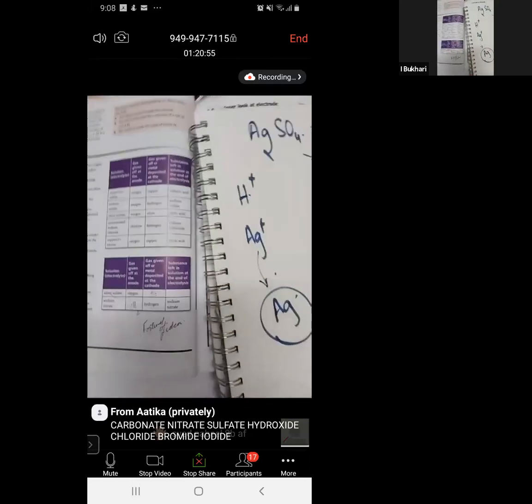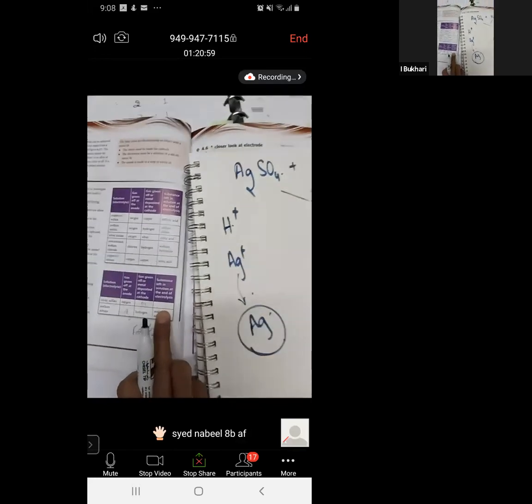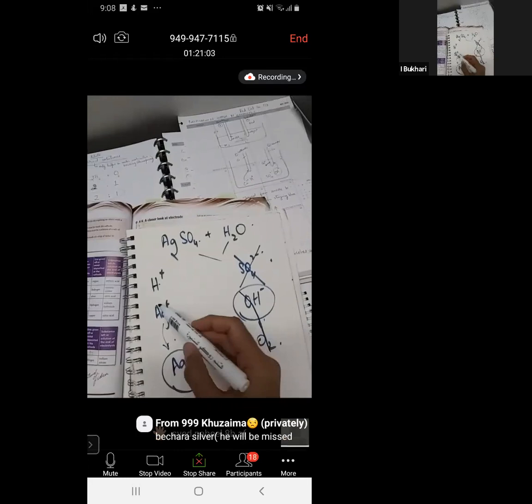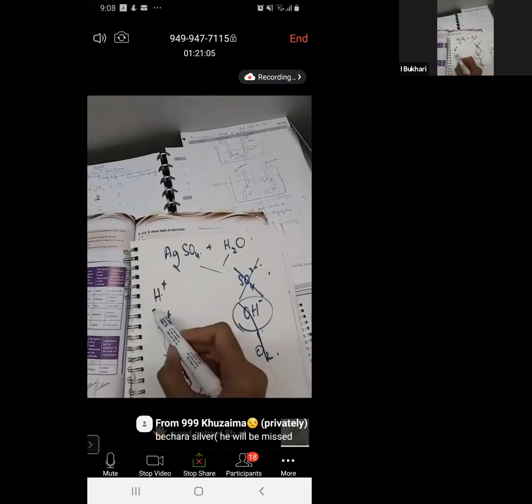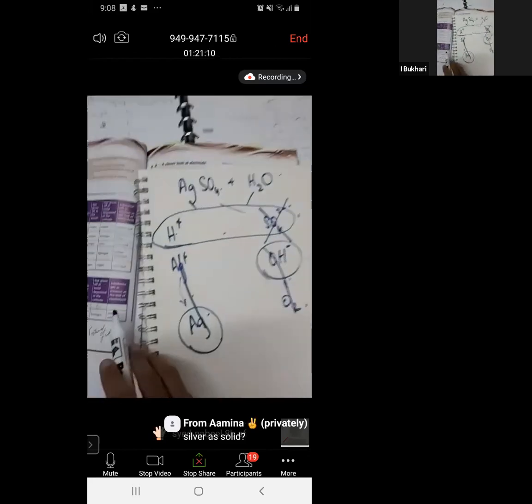Now what is left behind? The substance left in solution at the end of electrolysis. Hydroxide is gone. Silver is gone. Sulfuric acid is left behind. So you will write sulfuric acid.